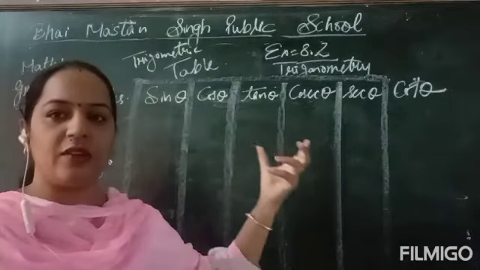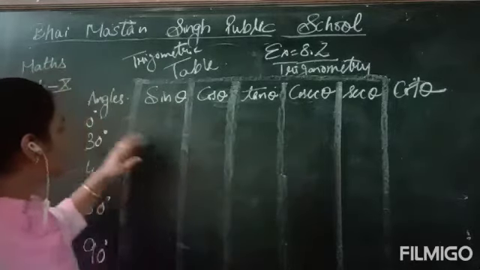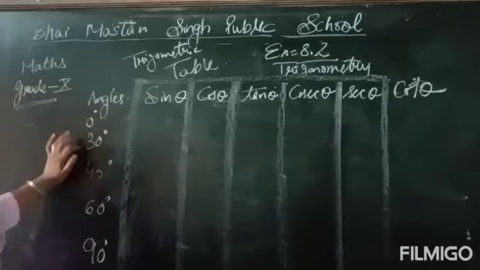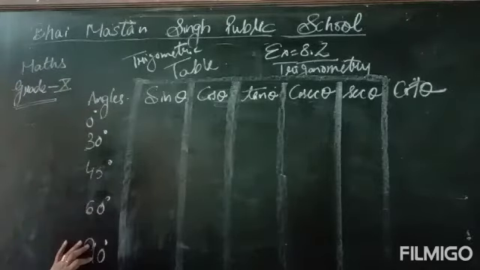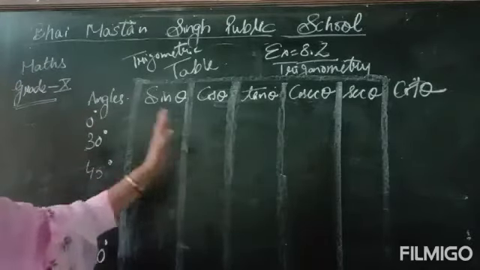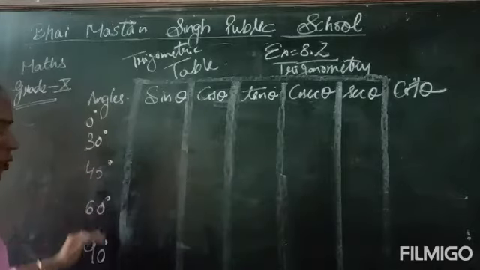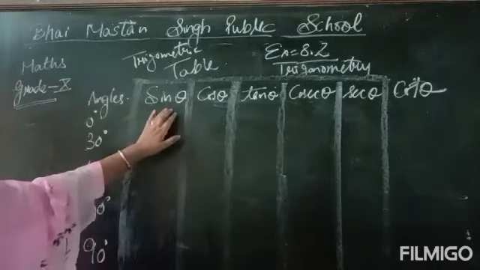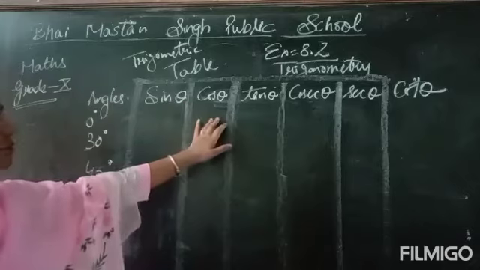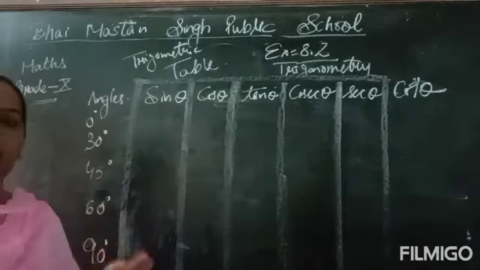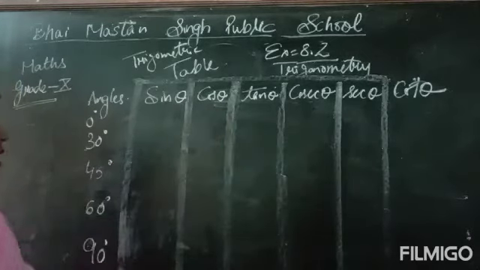What is the trigonometric table? According to this table, I have some angles: 0, 30, 45, 60 and 90. In this table, I can find the values for these angles, if given sine 30 degree, cos 60 degree, tan 45 degree. I can find the values. But how I have to find the values, I will tell you a trick.